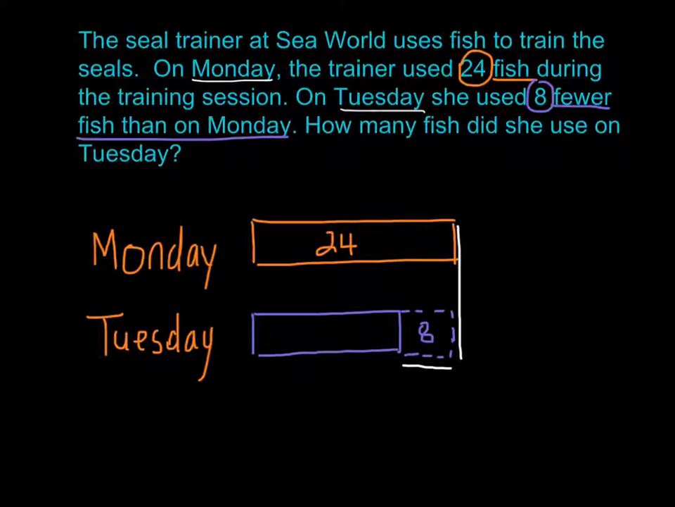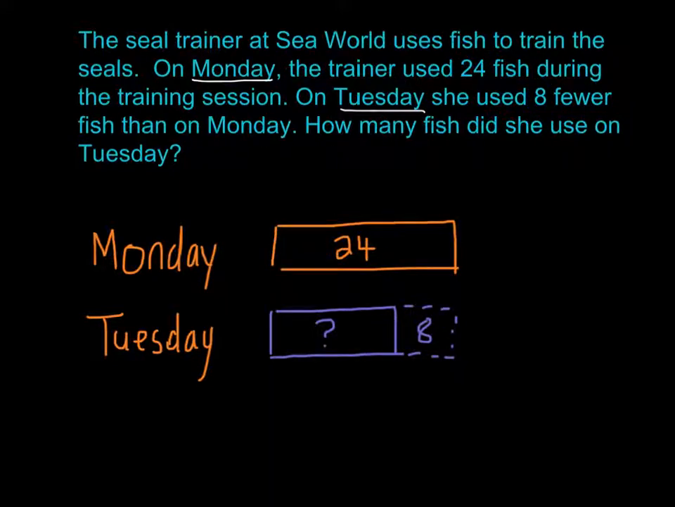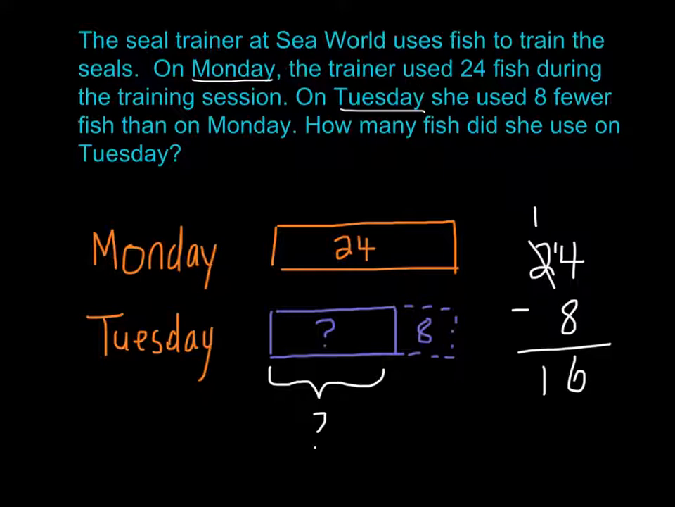And so our unknown is how many fish she used on Tuesday. So I know that if I have the whole 24, and I know that one part of this bar is 8, then I could find the other part of this bar by subtracting. So I'm going to take 24 minus 8. When I get my answer, I will know that my question mark is equal to 16. So this bar is equal to 16. So the trainer used 16 fish on Tuesday.